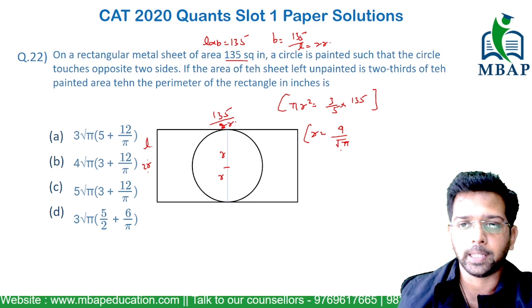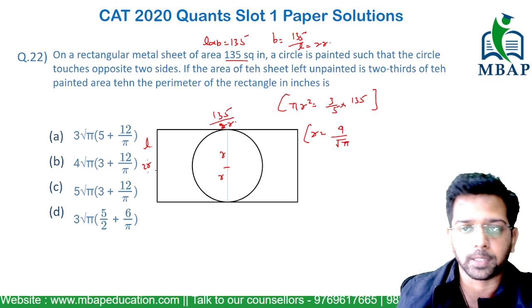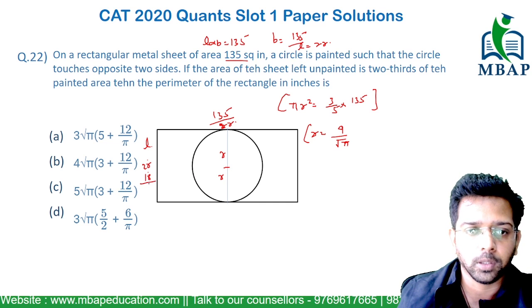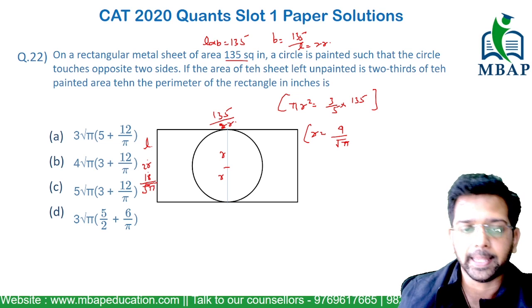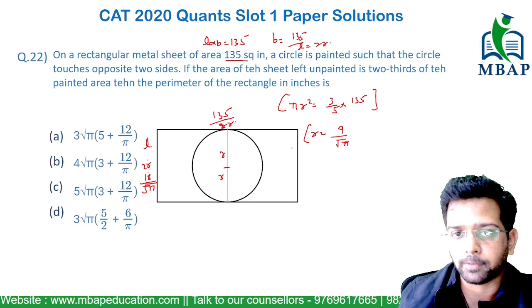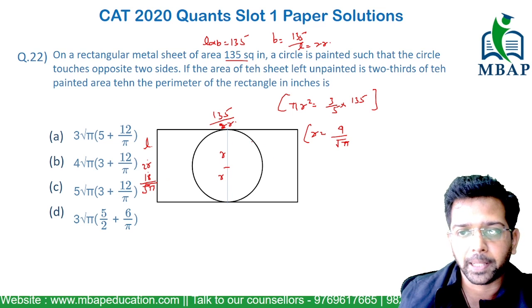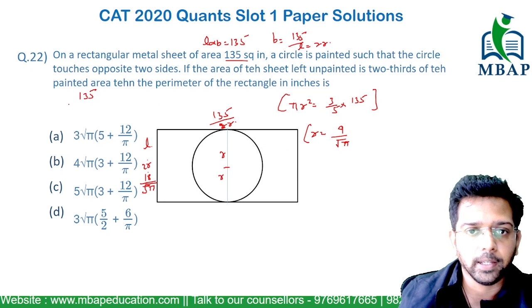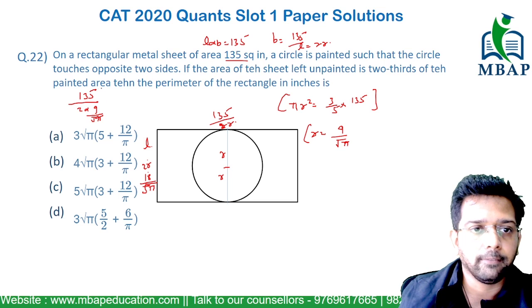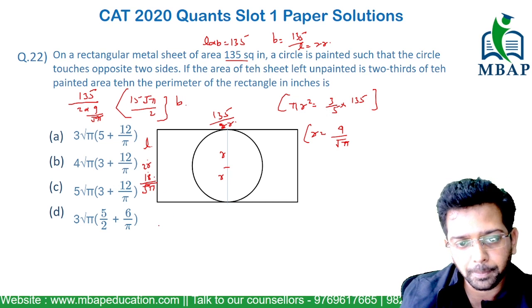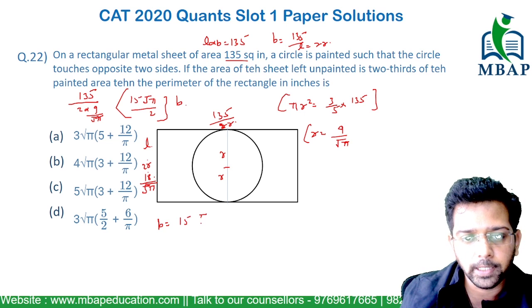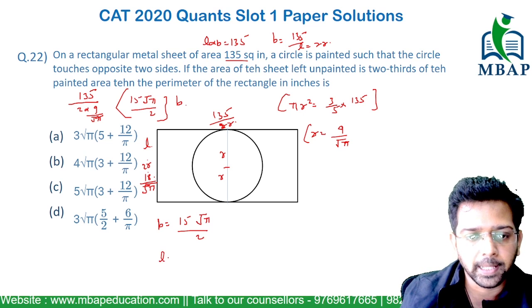Now, if the value of r is 9 upon root of pi, then the length is 2 times this. So 9 into 2 will become 18 upon root of pi, which is basically the length of this rectangle. And my breadth will become how much? My breadth certainly will become 135 upon 2 times 9 upon root of pi. So this will go 9, 15 times, and the breadth will become 15 root pi upon 2. Now this is my breadth and this is my length. I repeat, my breadth has come out to be 15 root pi upon 2, and my length is 2 times r, which is 18 upon root of pi.